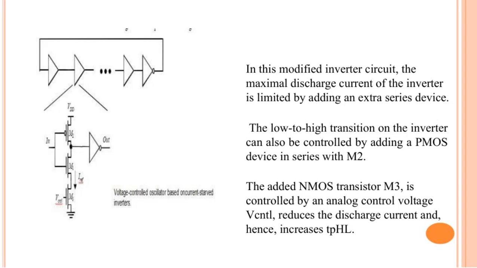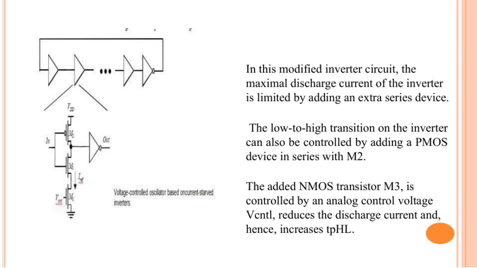In this modified inverter circuit, we control the maximum discharge current by introducing an additional series device. This helps prevent the current from going too high, which can improve the circuit's reliability and performance. To manage the low-to-high transition, a PMOS device is added in series with the transistor M2. This addition gives us more control over how the inverter switches back to a high state.